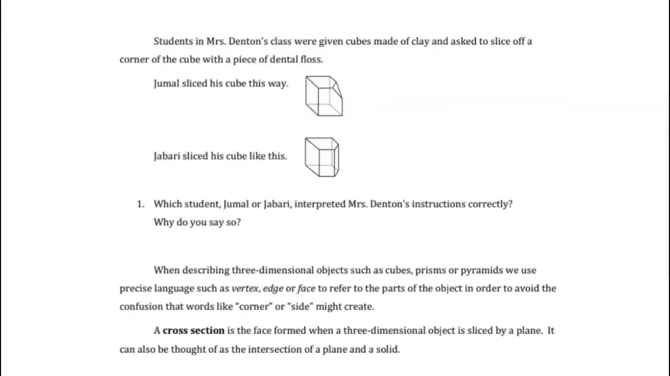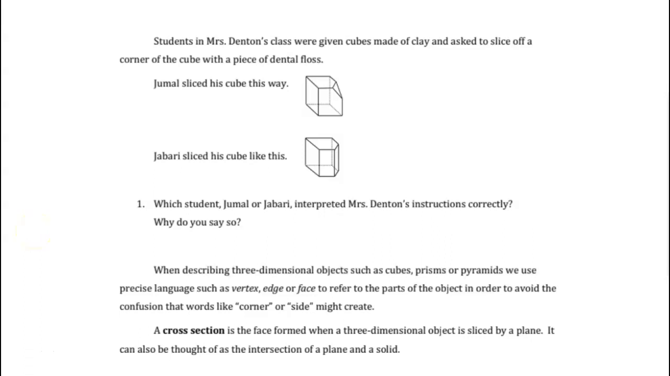Students in Mrs. Denton's class were given cubes made of clay and asked to slice off a corner of the cube with a piece of dental floss. Jamal sliced his cube this way. Jabari sliced his cube like this. Which student, Jamal or Jabari, interpreted Mrs. Denton's instructions correctly? Why do you say so?